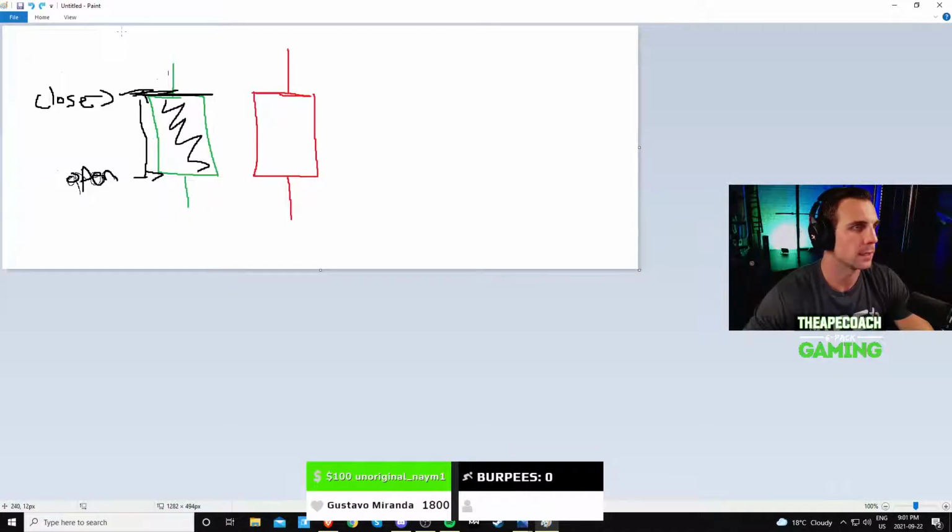So let's try to get rid of some of these drawings, make it a little cleaner for you guys. So the close is at the top and the open is at the bottom when it's green. When it's red, it's the opposite. Okay, so if it's red, it's going to open at the top here. This is your open. Holy. And I swear I can write better when I'm not using a mouse.